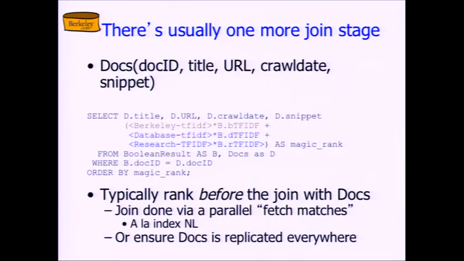Now this is actually parallel index nested loops join, so you actually have to issue a fetch to all the nodes to go fetch the matches to your lookup, right? It's distributed or parallel index nested loops join. Every lookup has to go to the relevant nodes. Or you can replicate the docs table everywhere. That's another option. Then it's always local. All right. So that's how you implement TF-IDF rank search.